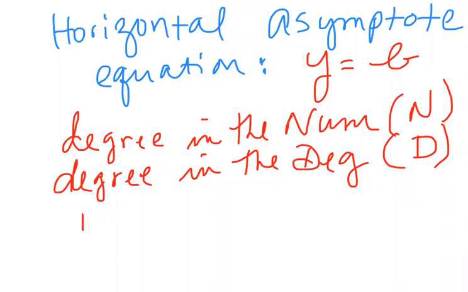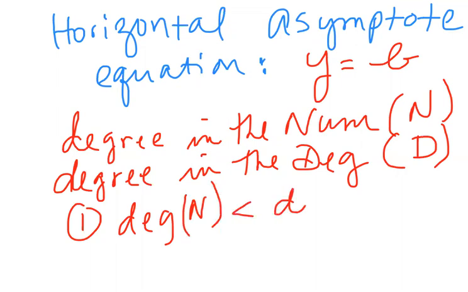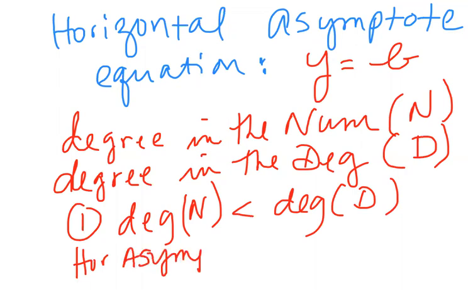So case number one says, if the degree of the numerator is less than the degree of the denominator, the horizontal asymptote is automatically going to be y equals 0. As long as the degree in the numerator is less than the degree in the denominator, automatically the horizontal asymptote is y equals 0. And you have to have an equation, guys, okay?